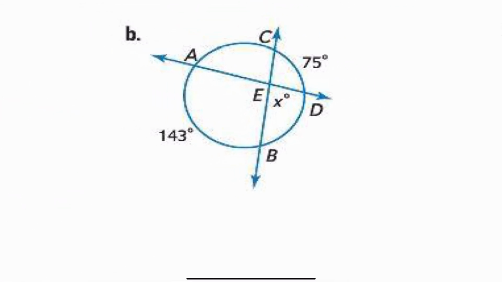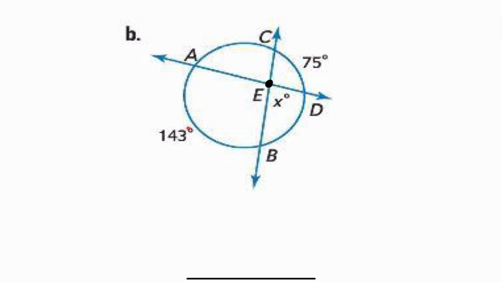For B, we have the vertex inside of the circle, and x is located right here. If you rotate this a little bit, this is the bottom angle, so we need to look at the top and the bottom arcs. However, we don't have a number here or there. We only have numbers here and there. So if I want to figure this out, we're going to have to use some sort of game plan.